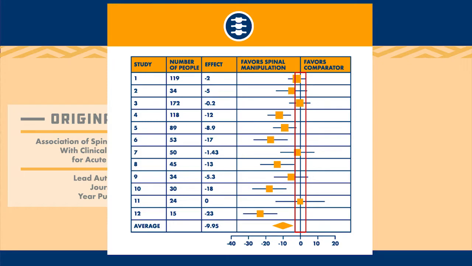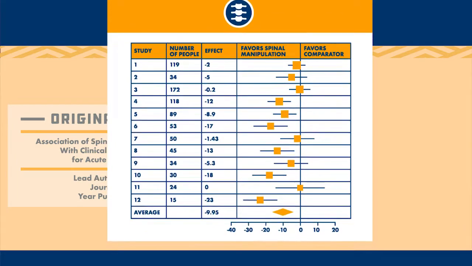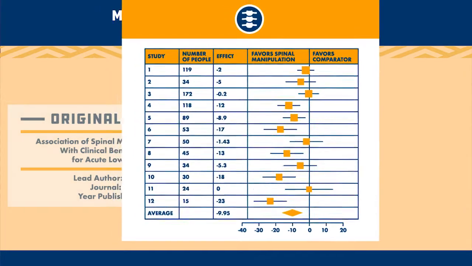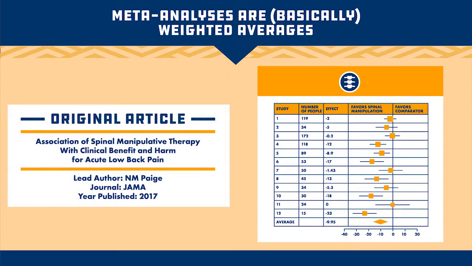But as you scroll down, you see the majority of the studies are kind of falling to the left of the line, favoring spinal manipulation. And then at the very bottom, they give an aggregate number, a weighted average of all the studies, just like what we did for the US states graduation rate. And you can see it falls to the left of the midline, which suggests that if you put all these studies together, you conclude that chiropractic is good for low back pain.